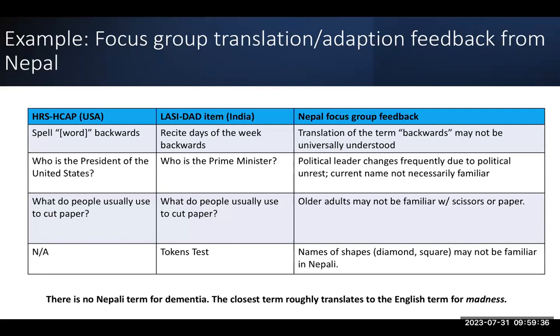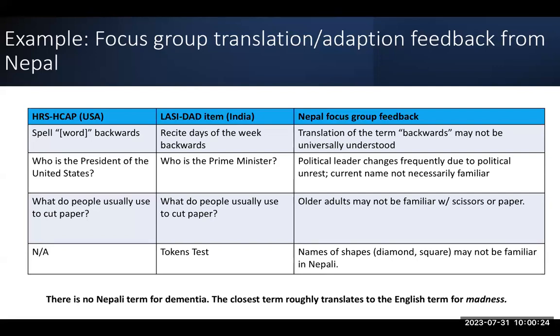Our local expert team shared that in this community, older adults might not be familiar with scissors or paper, right? So this is intended to be a very simple language item where most people are able to answer it without any difficulty at all. So we know that this needs to be modified, right? So what we have to do as a multidisciplinary team is to go back to the original item, really think about what's the construct that we're trying to measure with that item and how difficult is it in the original source population. Then we go back to our multidisciplinary team and we think about, well, what's another item that's going to measure that same construct with a similar degree of difficulty and is as universally familiar in that context as scissors and paper is in the US.